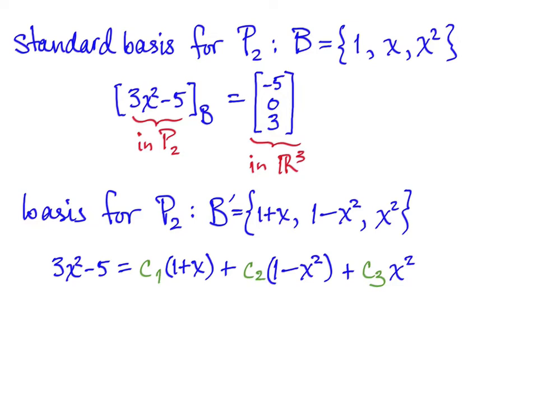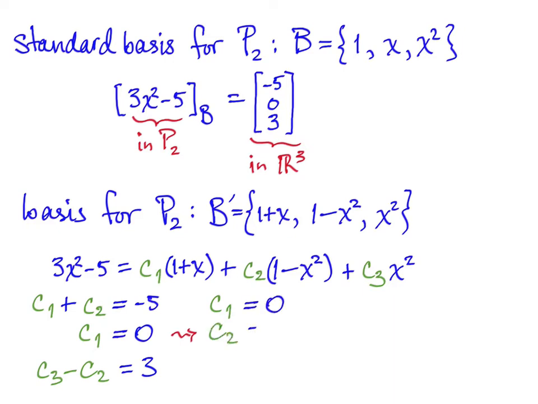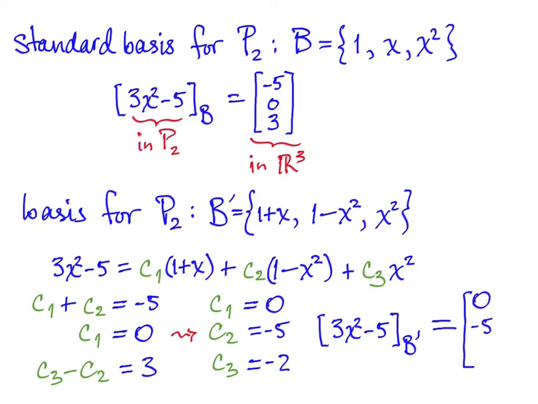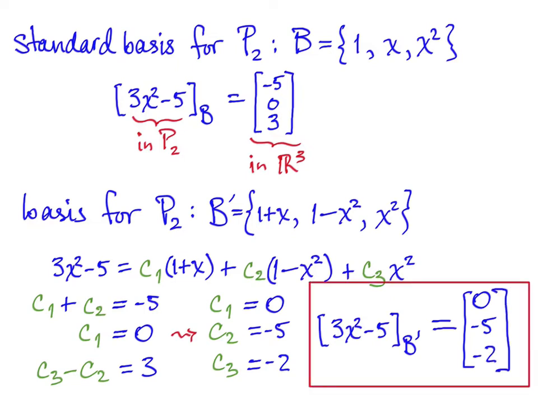So I can see that C1 plus C2 has to be equal to negative 5, my constant term. My x term on the left side is 0, so I see that C1 has to be 0. And for my x squared term, I have negative C2 plus C3 has to be 3. So I'll write C3 minus C2 is equal to 3. And if I solve this linear system, I get C1 is 0, C2 is negative 5, and C3 is negative 2. So my coordinate vector for 3x squared minus 5 relative to this other basis B prime is just the vector 0, negative 5, negative 2. Once again, it's another vector in R3, but it's a different vector. The coordinates are different because the basis is different.